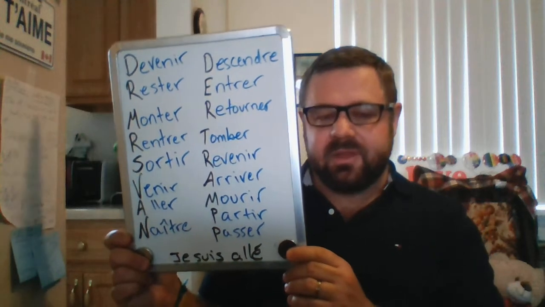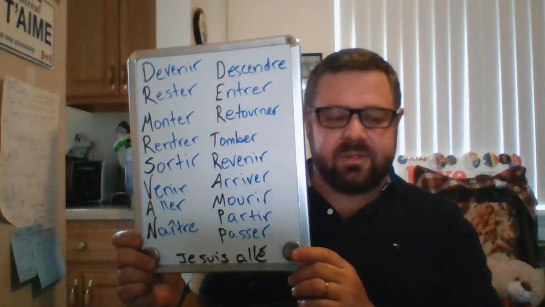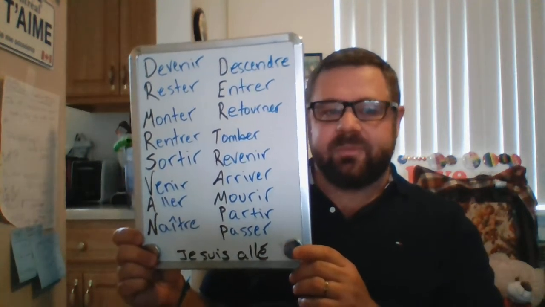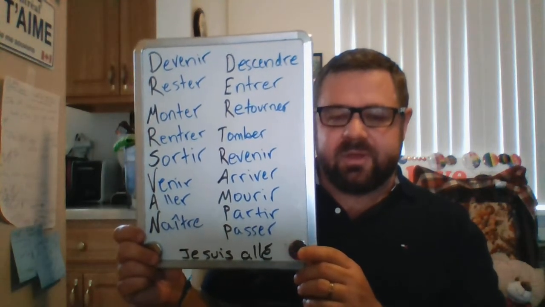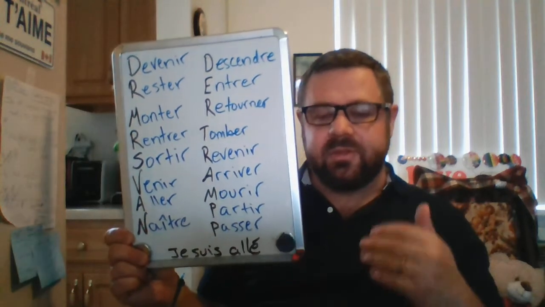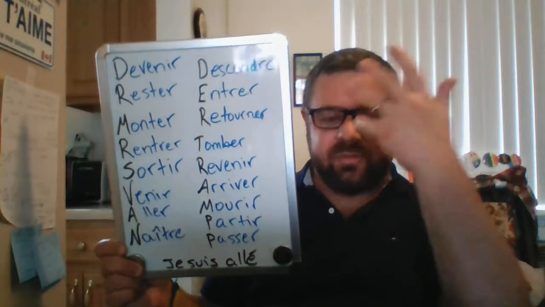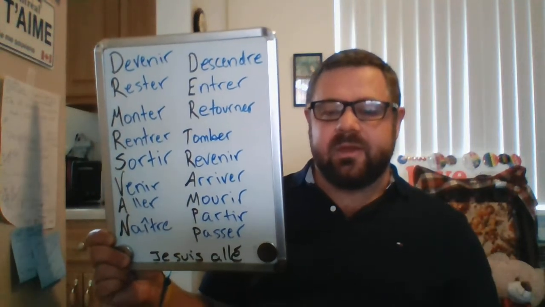Passer, though, can go either way. You can use avoir. Like, j'ai passé de bonnes vacances. I spent some good vacation in France. J'ai passé un bon weekend chez Pierre. I spent a nice weekend at Pierre's house. So for that one, you'd use avoir. The only time you'd use être is if you use it in the sense of going somewhere. Remember, these are all coming and going verbs, even dying and being born, right? Coming and going. All right.